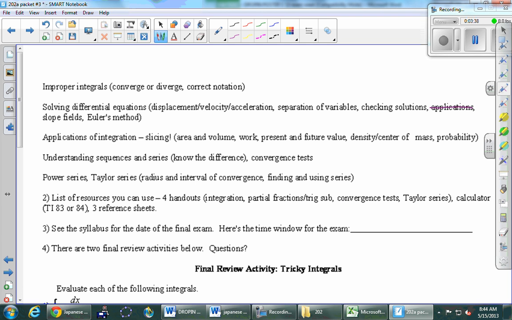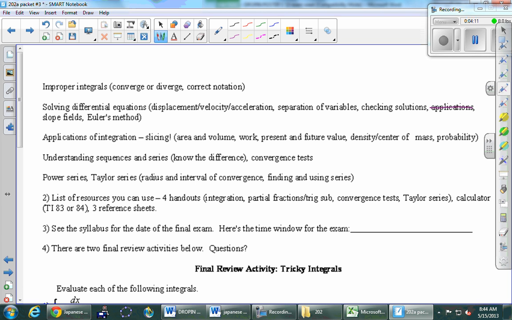And then our last big topic of the semester was series. So understanding sequences and series, make sure you know the difference. All the convergence tests that we talked about. And that led us to power series and in particular Taylor series. And we had a whole project calculating radius and interval of convergence. Finding and using series was one of our topics as well. Any questions on the topics? There's a much more detailed list if you go back to each of the study guides throughout the semester, study guides for each test.